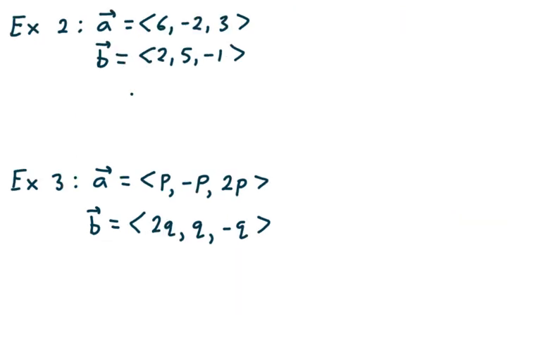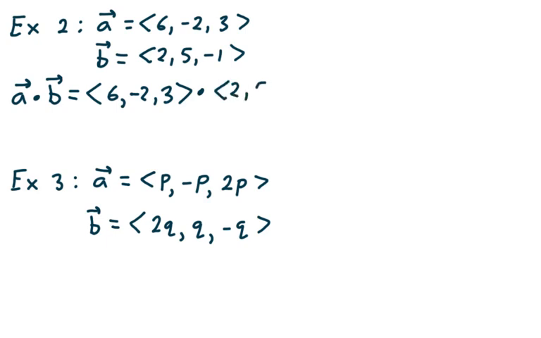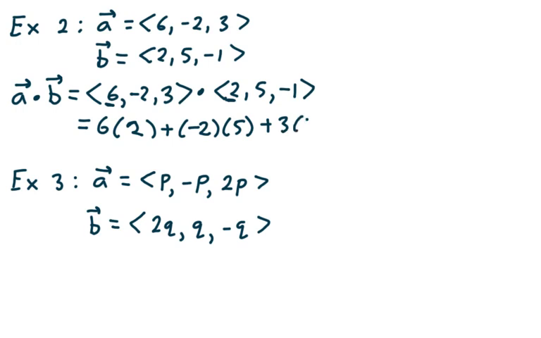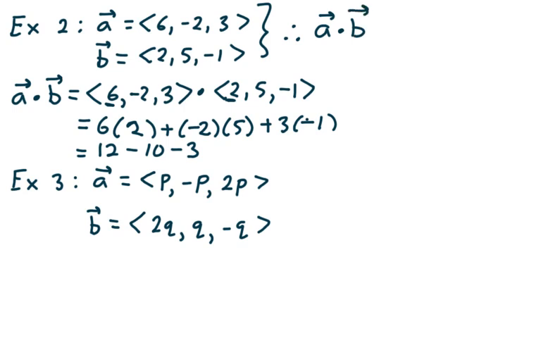Example 2, suppose A is the vector 6, negative 2, 3, and B is the vector 2, 5, negative 1, and we want to find A dot B. Well, A dot B is 6, negative 2, 3, dotted with 2, 5, negative 1, which is equal to 6 times 2, right? Because I took the first component of A and the first component of B and multiplied them, plus negative 2 times 5, plus 3 times negative 1, which is equal to 12 minus 10 minus 3. And so if we finish this problem, it looks like A dot B is equal to negative 1.